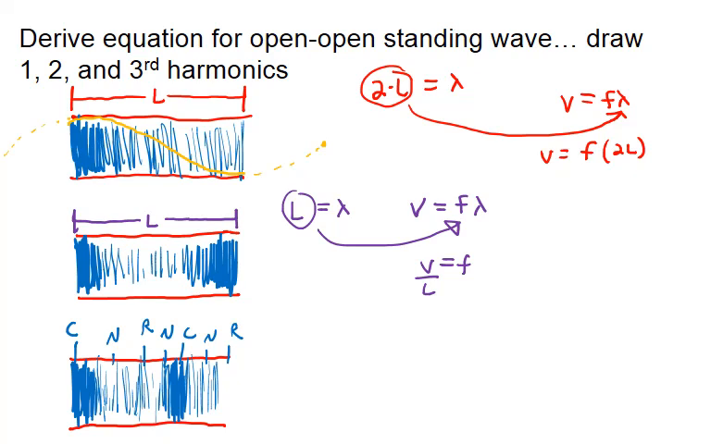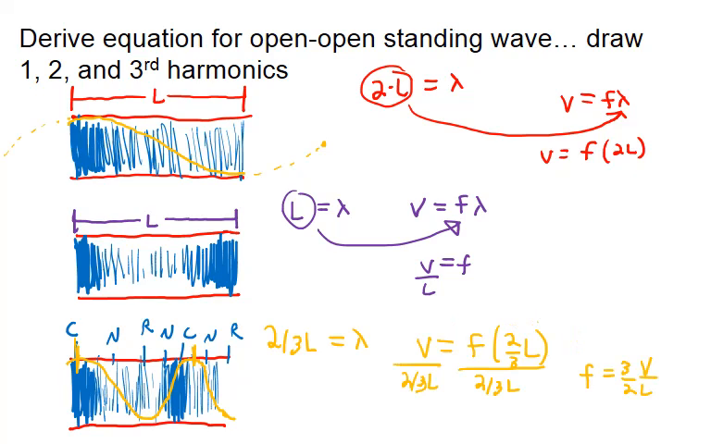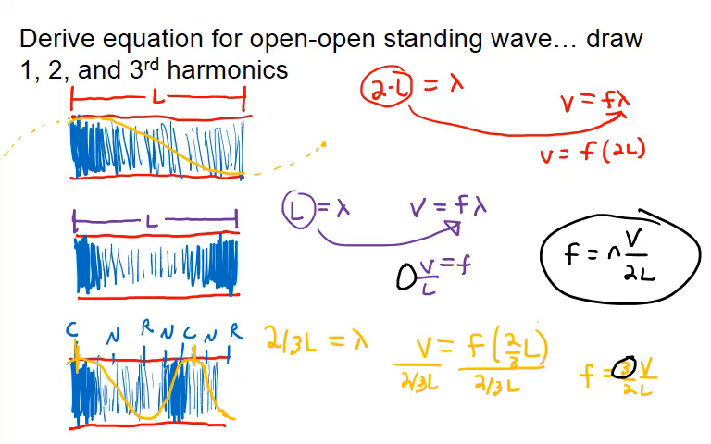And then the final one would be the situation here. You've got the compression node, rarefaction node, compression node, rarefaction. And so in this case, it would be 2/3 L, and we've got that there. And so it would be 3/2 V over L. So therefore, just like we had before, the integer n needs to be here, representing the harmonic number. And we have our equation.